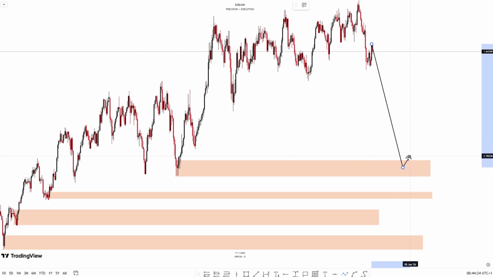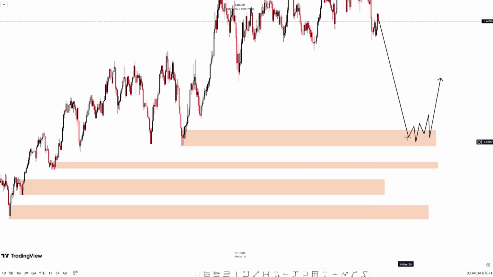Honestly, I will look for a lower time frame entry model, something like this, to enter on this zone. Before I take this zone, I want to go and set a limit order here. It's catching a falling knife.